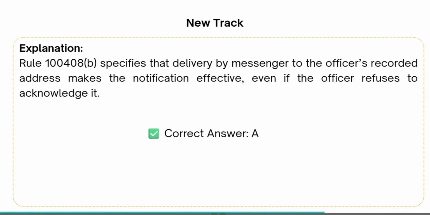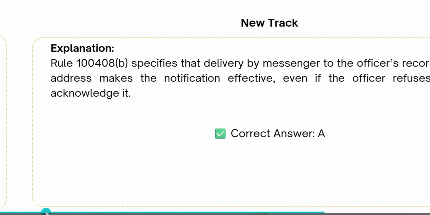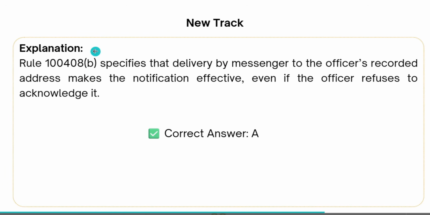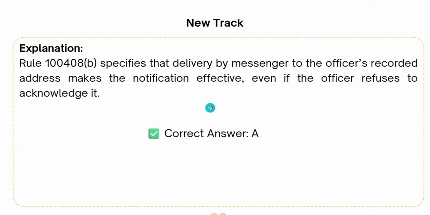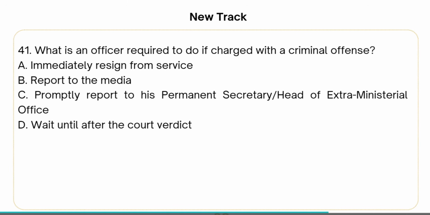The right option is option A, and option A says delivery by messenger to his recorded address can still make his dismissal effective. The Public Service Rule, paragraph 8b, specifies that delivery by messenger to the officer's recorded address makes the notification effective even if the officer refuses to acknowledge it. So the right option is option A.